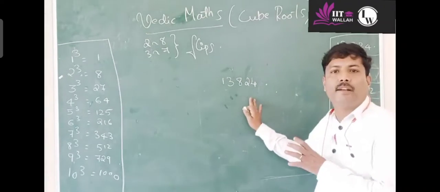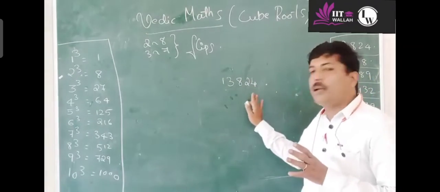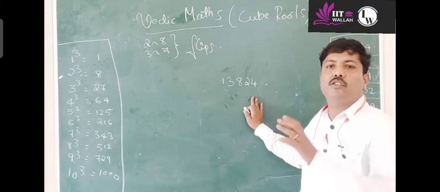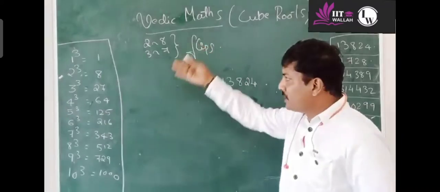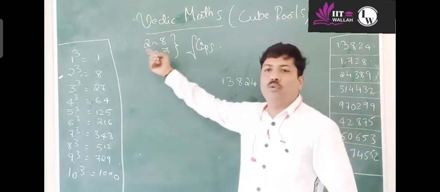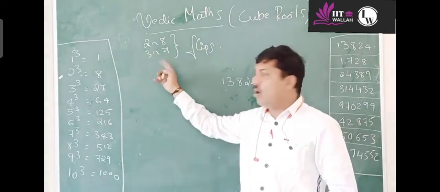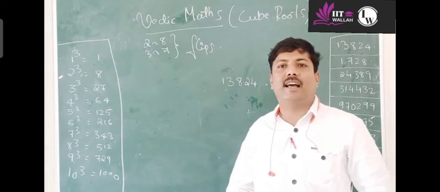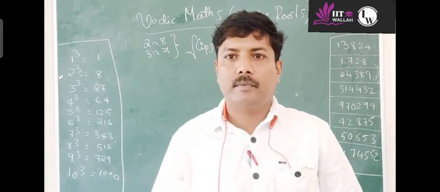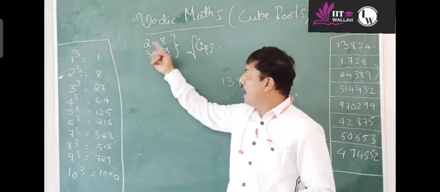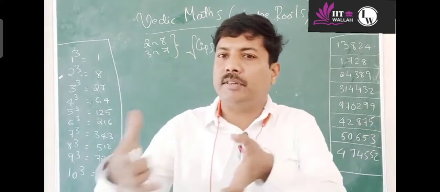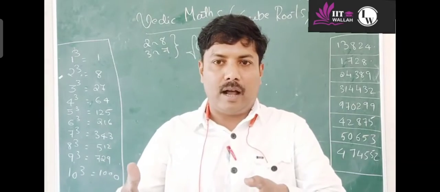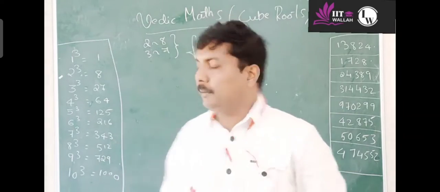This is a perfect cube number. We need to find the cube root of this within no time. Understood? Okay. Now, from the table we understood that except 2 and 8, 3 and 7, all the ones place digits come out the same. Except 2, 8 and 3, 7. 2 flips with 8 and 3 flips with 7. I think you understood this clearly.